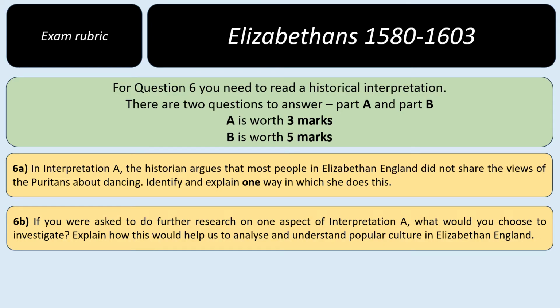And then 6B, which quite often people can find quite tricky. You need to think about, if you were going to do some further research, what would you choose to investigate? So I'll read the question. It says, if you were asked to do further research on one aspect of interpretation A, what would you choose to investigate? Explain how this would help us to analyse and understand popular culture in Elizabethan England.